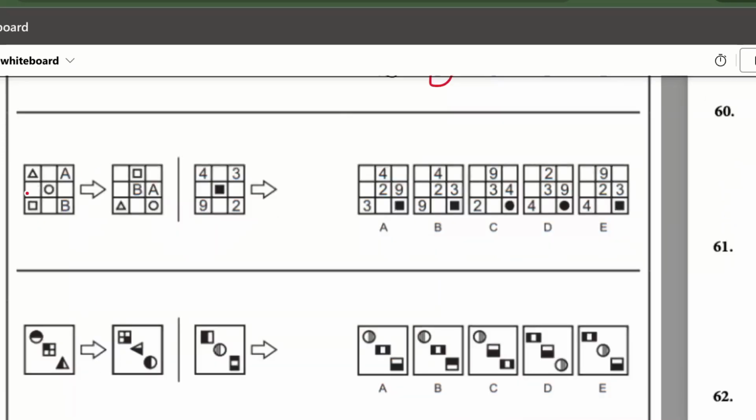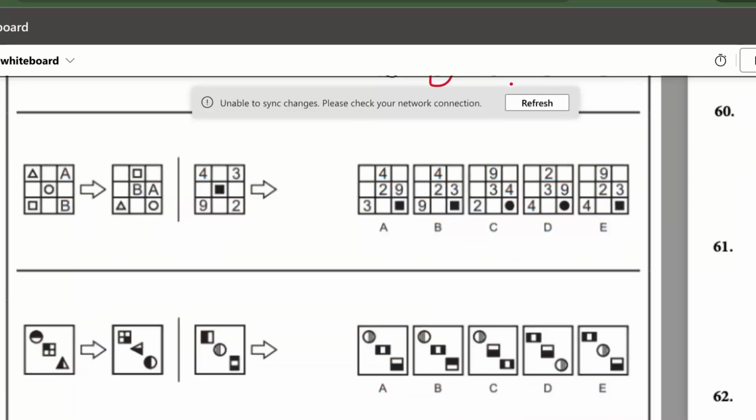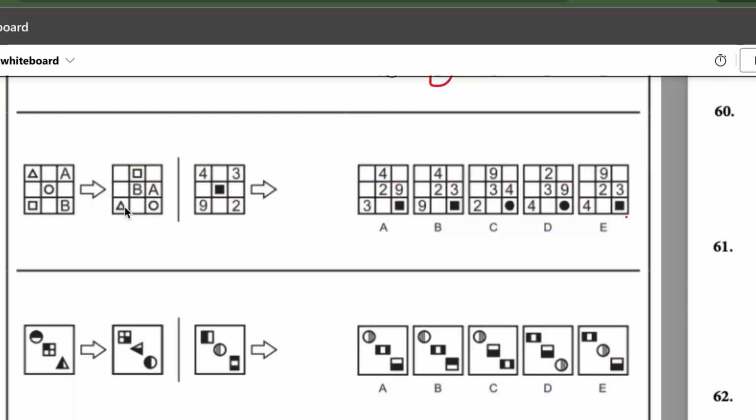Question 56, triangle goes down. This triangle is going to go down, so this 4 is going to go down, which means we're left with just D and E. This square over here is going to go top middle, so the 9 is going to go top middle, which means we're left with E.